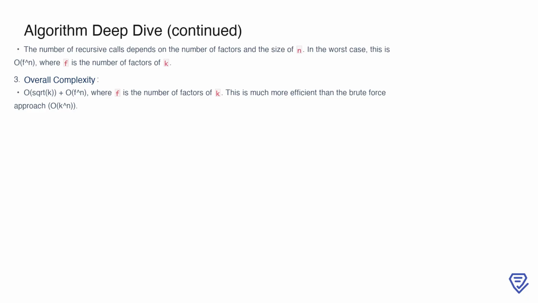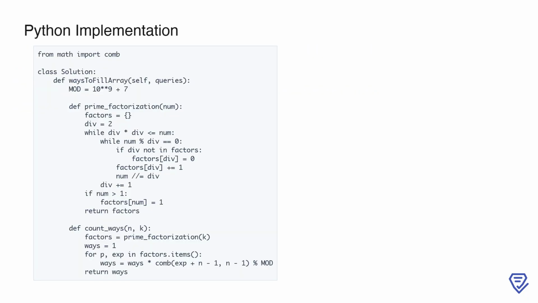Here, we start by importing the comb function from the math module, which will help us calculate combinations efficiently. Next, we define a class called Solution and create a method named ways_to_fill_array that takes a list of queries as input. Inside this method, we define a constant mod with a value of 10 to the power of 9 plus 7 to ensure that all calculations are performed modulo this number, preventing overflow and maintaining efficiency.